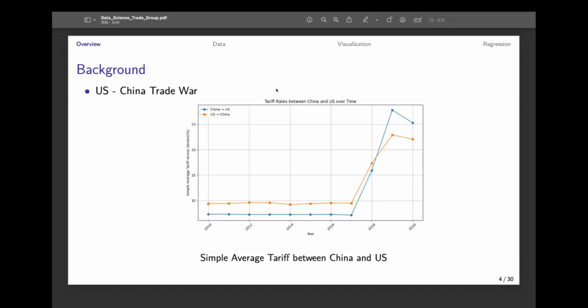The background of our topic is Donald Trump's first term, and the US-China trade war. From this plot, you can see that before the trade war, the tariffs were quite low, below 10%. But after 2018, the US imposed over 25% tariff on goods from China, and China imposed over 20% tariff on goods from the US.